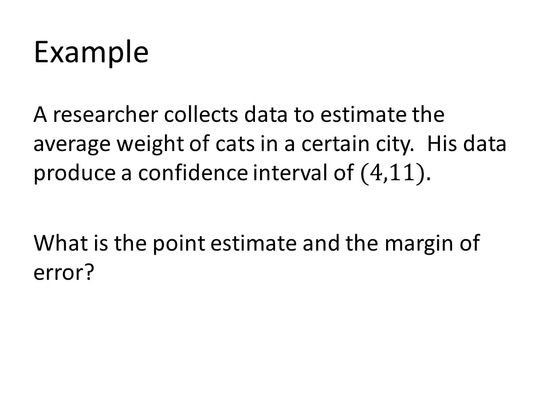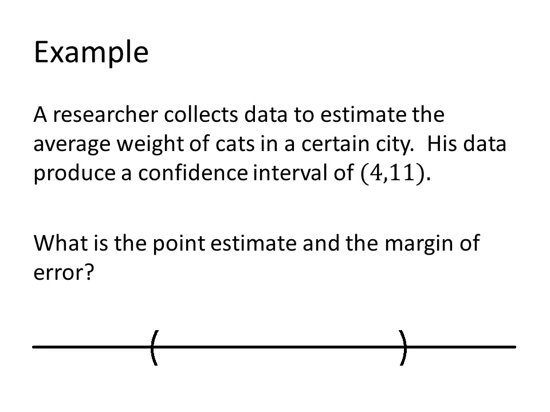So let's look at this next example. A researcher collects data to estimate the average weight of cats in a certain city. His data produce a confidence interval of 4 to 11. Now from this, what can we say is the point estimate and the margin of error? Notice what we're given here is the lower bound and the upper bound. So here is what we know.